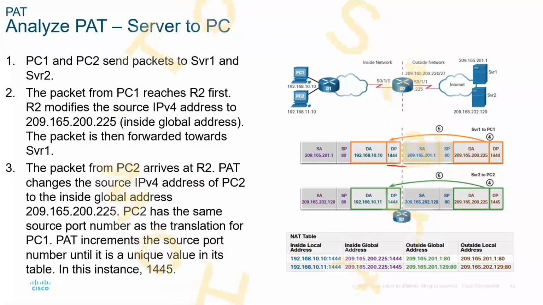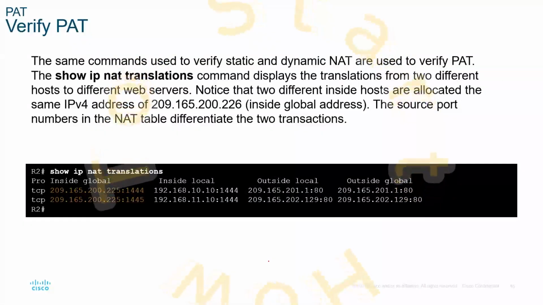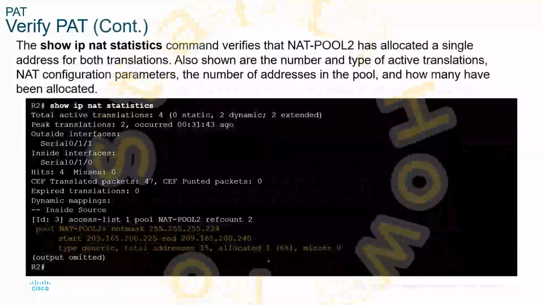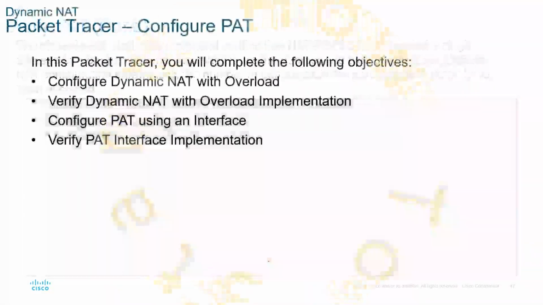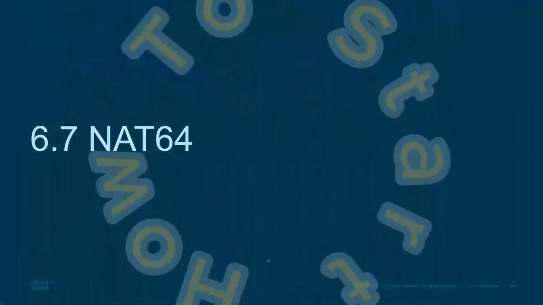So here's our original source. On our return trip, it's going to be looking at whatever is our destination port, and that will let us know which one of our communication strings it is attached to. And again, we walk through the exact same thing. We analyze two different strings with our PATs. Verification, show IP NAT translate. We can do our statistics as well. And again, we have a packet tracer walking us through how to configure it for verification.